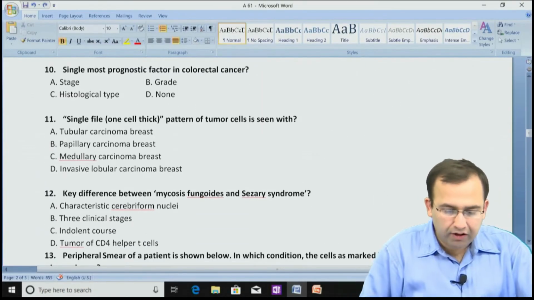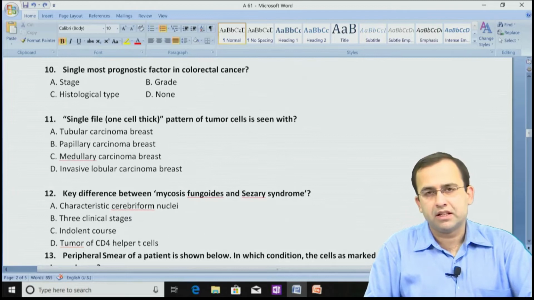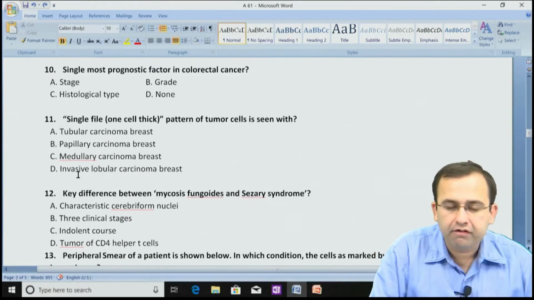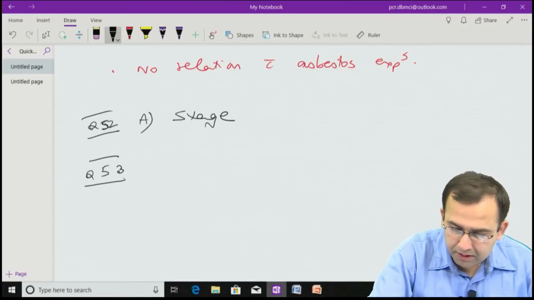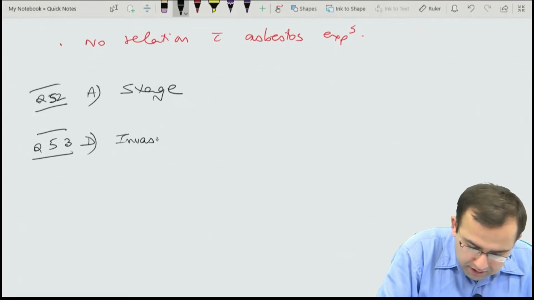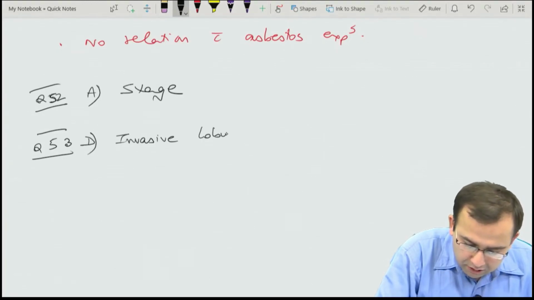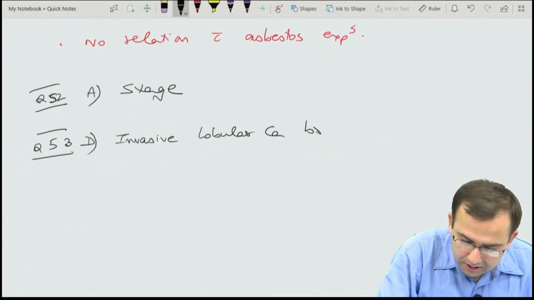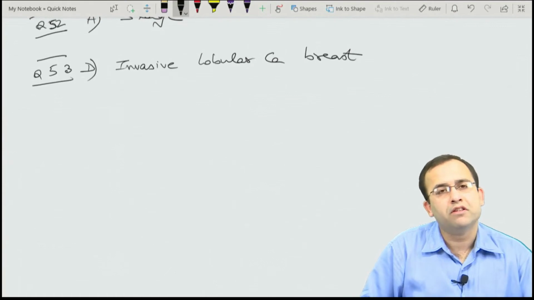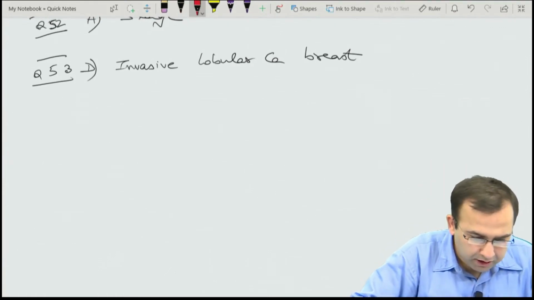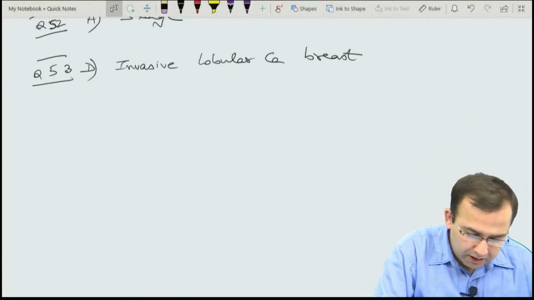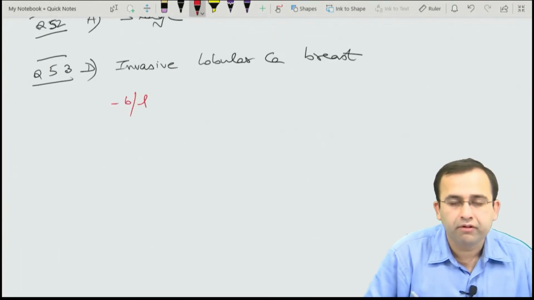Next, one cell thick pattern of tumor cells is associated with, and the answer is invasive lobular carcinoma breast. The answer is D. Let us have a slightly more detailed look at invasive lobular carcinomas. First point, invasive lobular carcinomas are predominantly bilateral in nature.